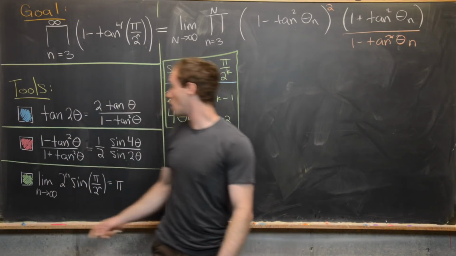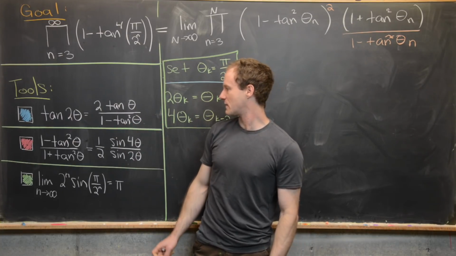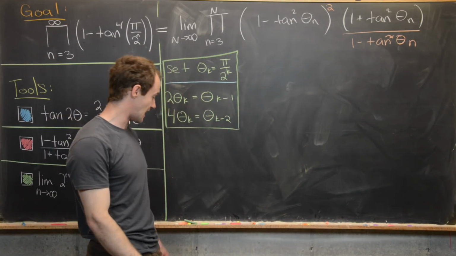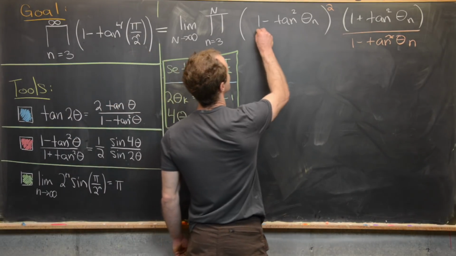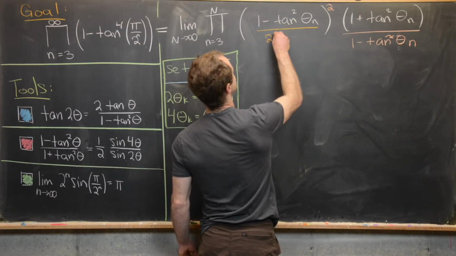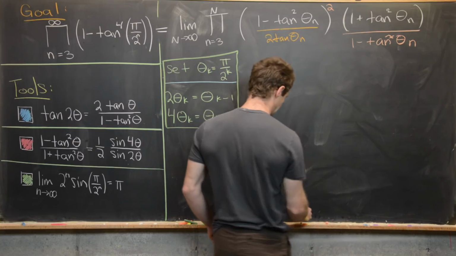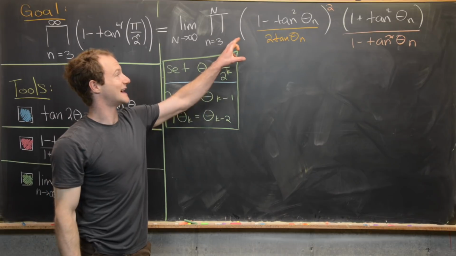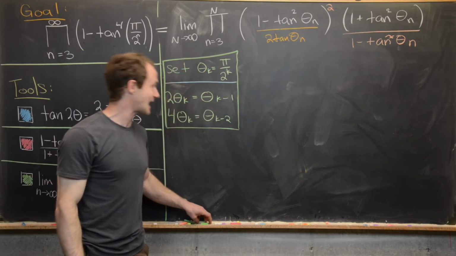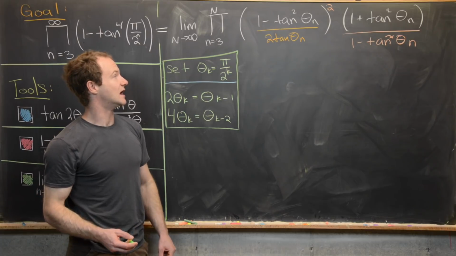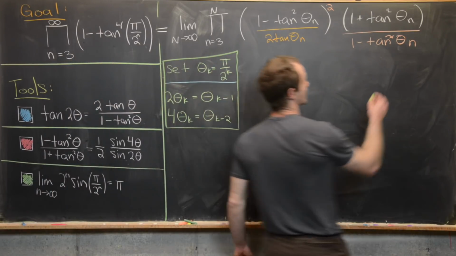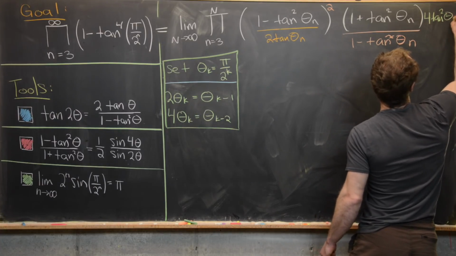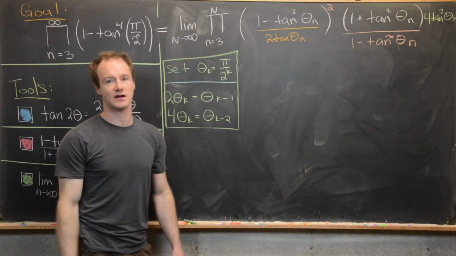Okay, so now let's also look at our first identity, which has a 1 minus tangent squared in the numerator. So we need to pair that with a 2 tangent theta in the denominator. We can do that by putting 2 tangent theta n in the denominator to be grouped with this 1 minus tangent squared theta n in the numerator. But notice that's being squared, and so in order to counteract the fact that we've introduced a 4 tangent squared into the denominator, I'm going to multiply this whole thing by 4 tangent squared theta n in the numerator. And now I haven't changed anything at all.